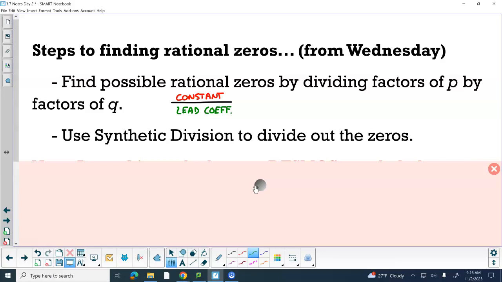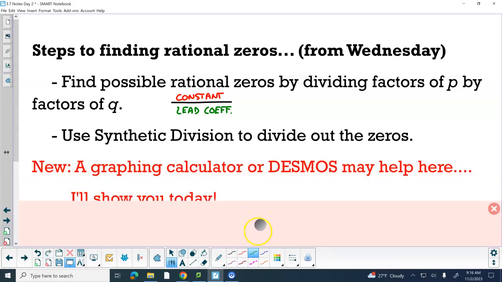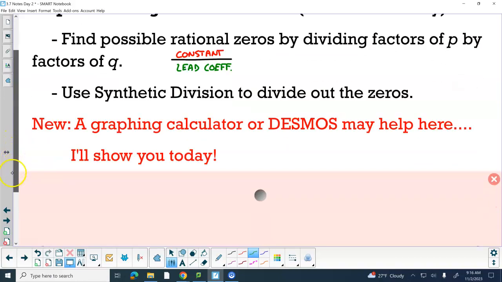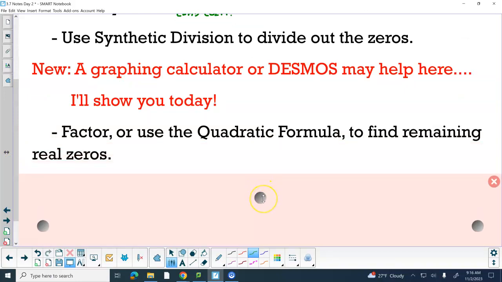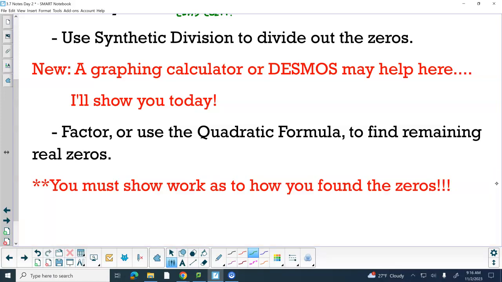Okay? So the shortcut is that you can use a graphing calculator or Desmos here to narrow down your search. Which makes it easier then, because you don't have to do all that guessing and checking. You can go right to the first or the second zeros. We'll do that on our 2 examples today. Then, factor, use the quadratic formula, etc. to find all the remaining zeros, and we are done.